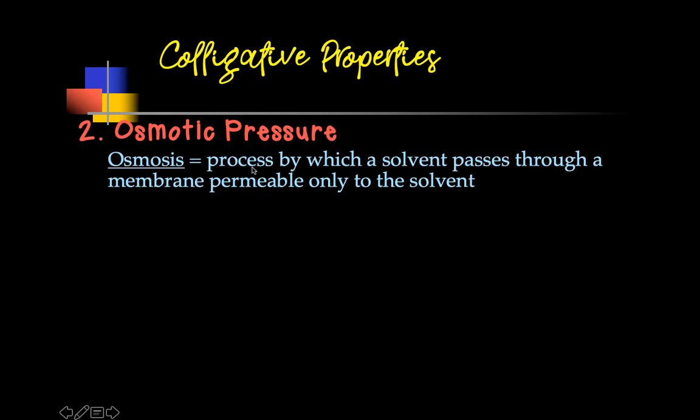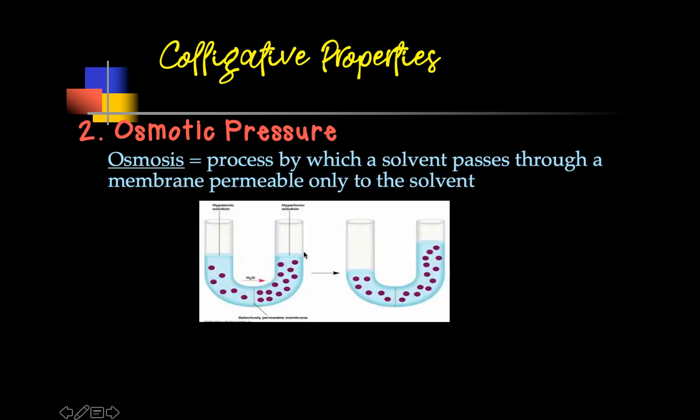Basically, it's this idea that a solvent passes through a membrane that only the solvent can pass through. The solute can't fit. So here it is. Here's your original picture. This is your semi-permeable membrane, meaning the solvent can pass through it, but the solute, these purple particles, can't.